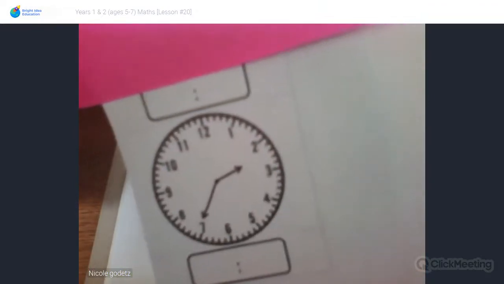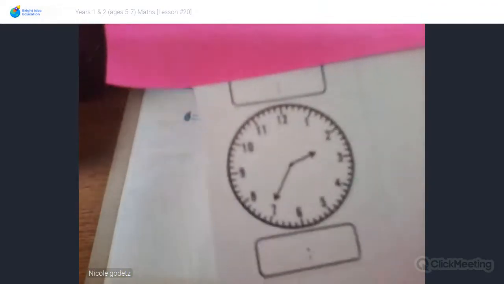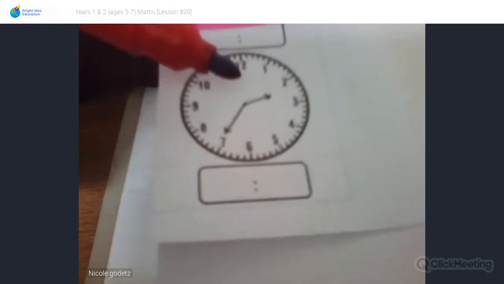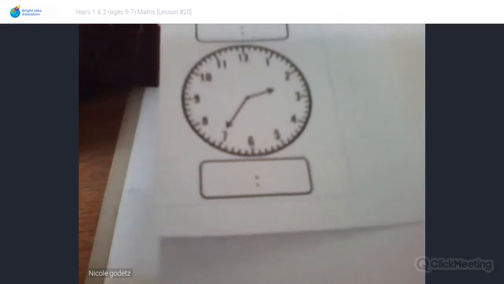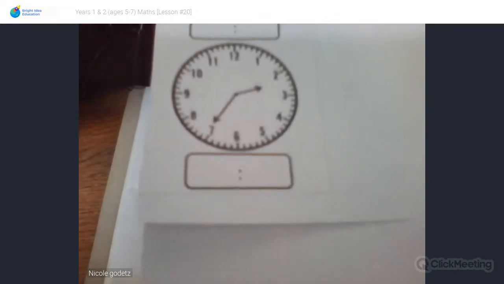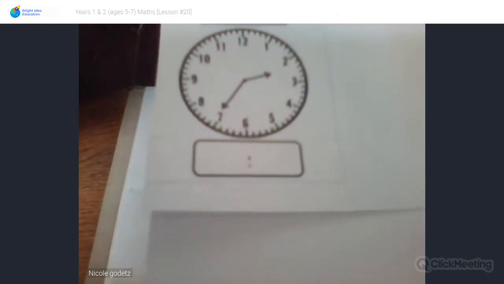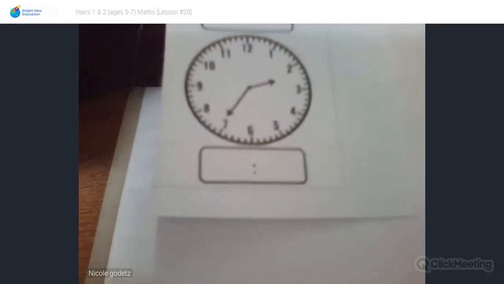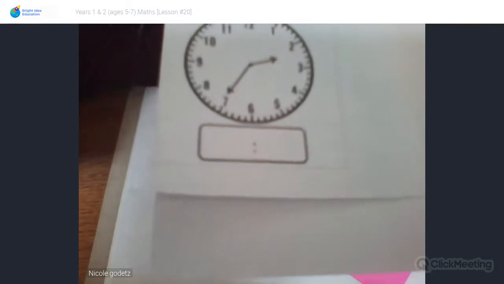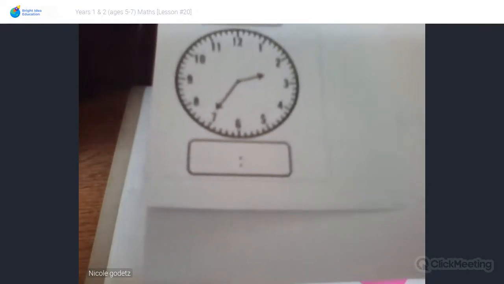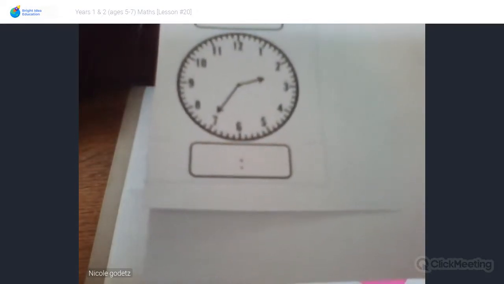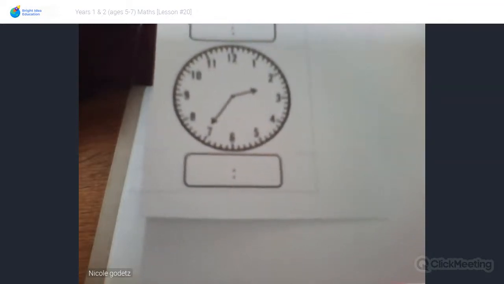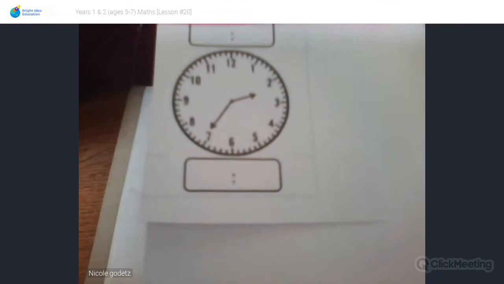Okay, so again, we are looking at the hour, the shorthand, the hour hand. What hour are we talking about? We cannot be talking about 3 because it has not got to 3 yet. So we must be talking about 2 hours plus how many minutes? So it's 2 o'clock plus how many minutes?